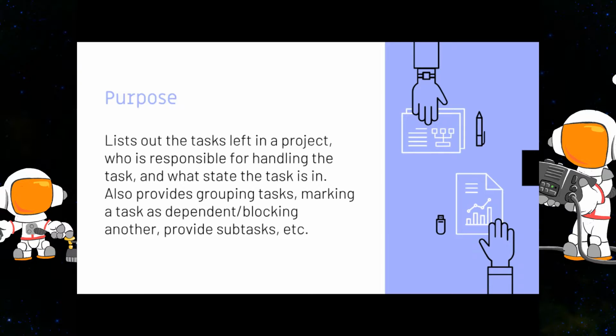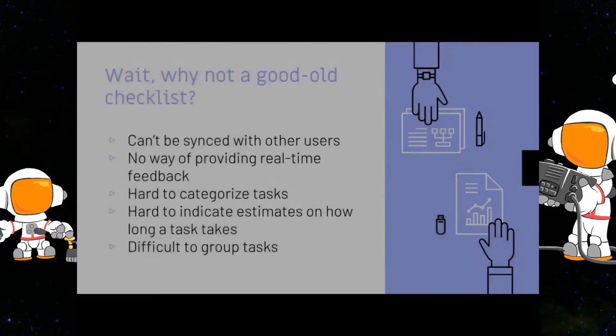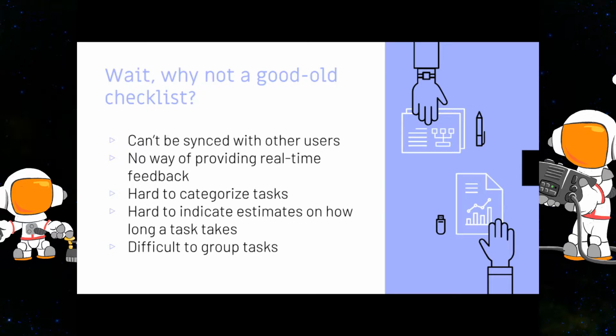Also provides grouping tasks, marking a task as dependent, blocking another, providing subtasks, so on and so forth. So definitely when we're going through a couple of demonstrations, you're going to immediately realize how super awesome and important task managers are. But hey, why not a good old checklist, right? Yeah, we can do checklists. Anybody can write checklists. You can all pull it on some greasy paper and so forth. And I'm going to be like, no! You do not understand the true power of a good task manager.